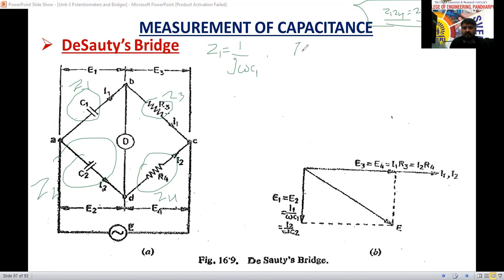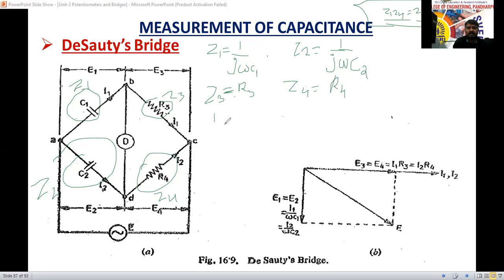And Z2 equal to, similarly, 1 upon J omega C2. Next, Z3 equal to R3. Very good. Z3 equal to R3, Z4 equal to R4. Now we have to substitute this Z1, Z2, Z3, and Z4 in equation number 1.